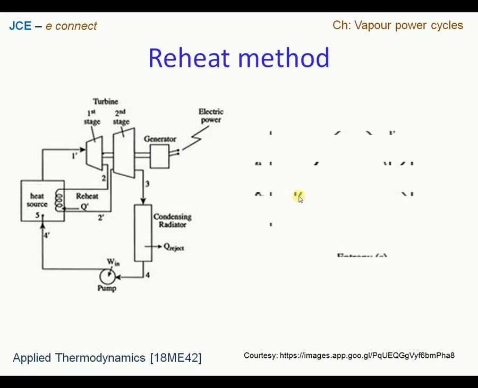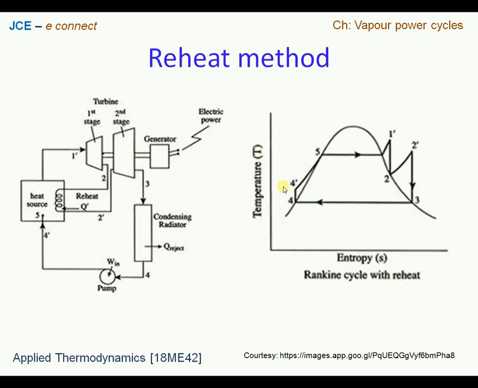So now let us look at the TS plot. Here we have a TS plot. Here we have a boiler pressure, and then we have a condenser pressure. Here we see that the steam is superheated to point 1 dash, and then in the first stage turbine, which is called as a high pressure turbine, where partially the steam is expanded, and then again it is routed back to the heater. Therefore again there is a rise in the temperature, and then it will be again completely expanded in the stage 2 turbine from 2 dash to 3 dash.